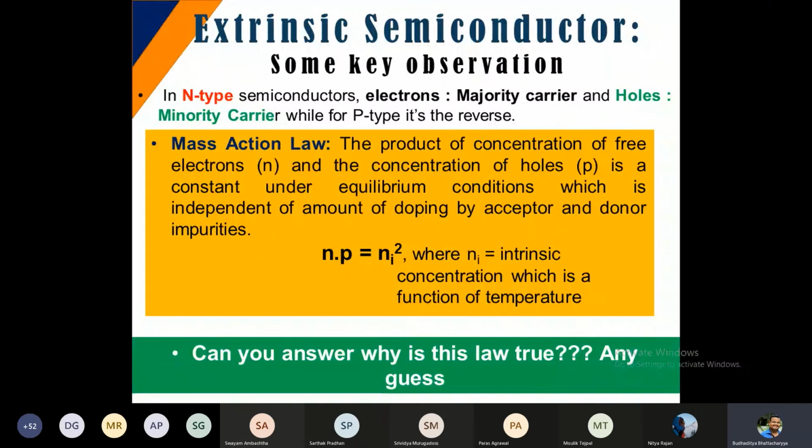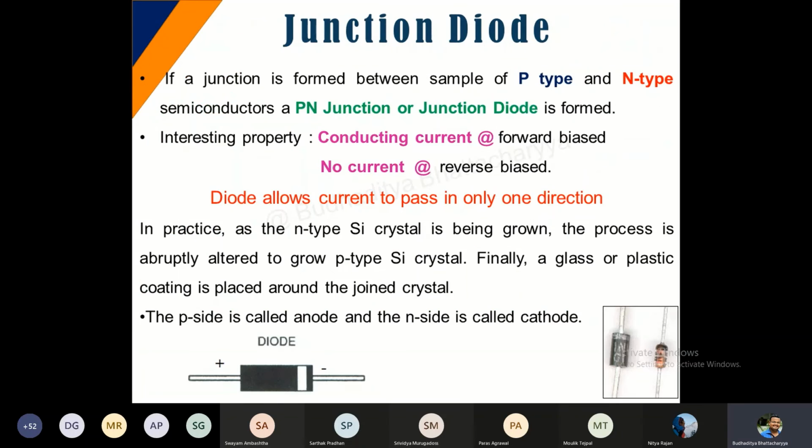In fact, we will do some numericals in which you will find that this law will be very helpful. We are going to find out the concentration of the electrons and holes for that matter. Right. So we'll end this segment here. We're done with the basic principle, the basic terminologies, the extrinsic semiconductor and how it works.